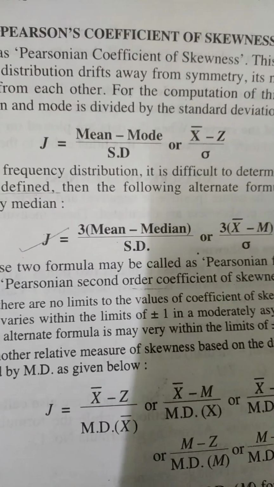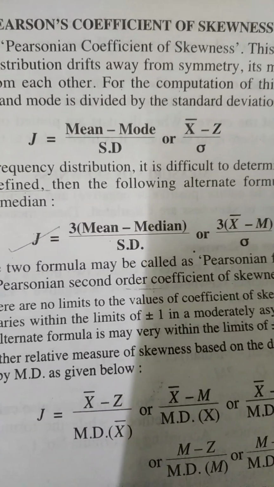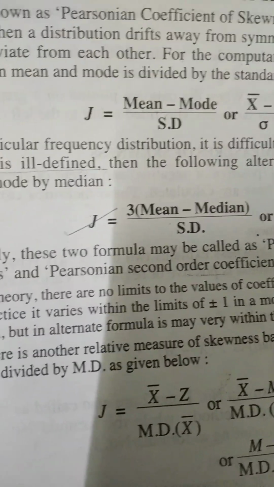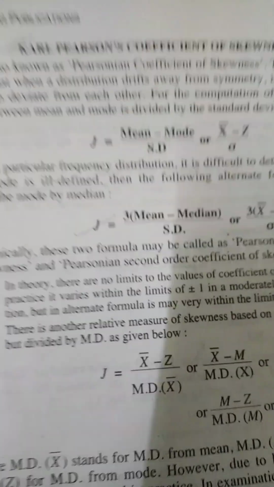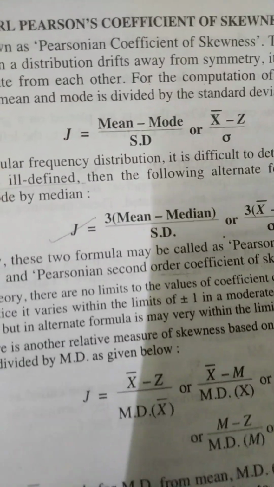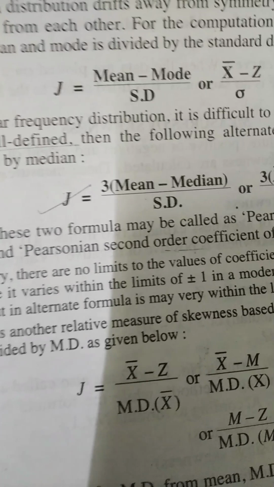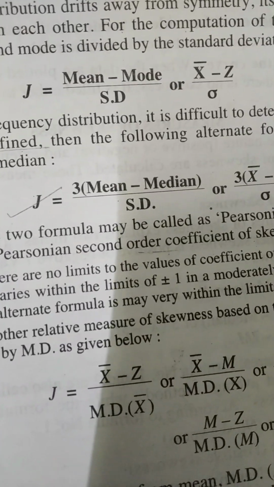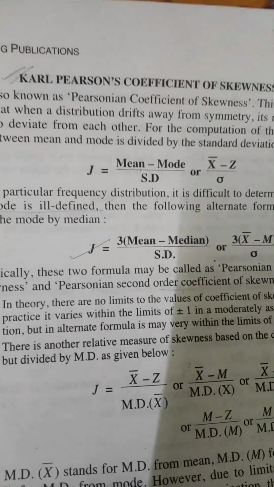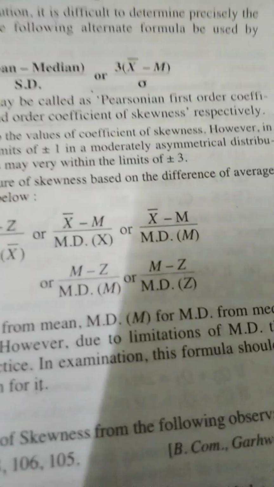Karl Pearson's coefficient of skewness, just now I have told you. The mean, mode and median are taken in the first and second formulas. The symbol of skewness is small g. Karl Pearson's: mean minus mode divided by standard deviation, and if your mode is not clear, then you will take 3 mean minus median divided by standard deviation. This is the formula given by Karl Pearson for the coefficient of skewness.